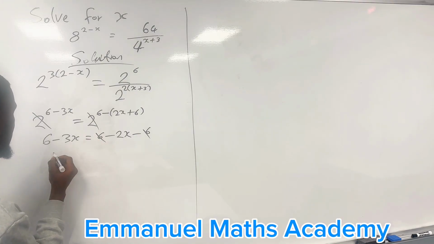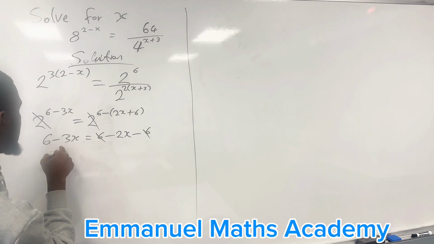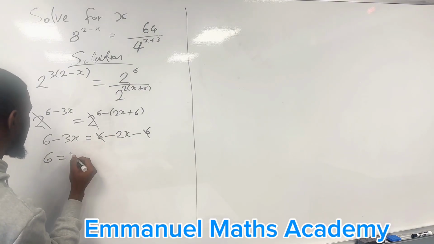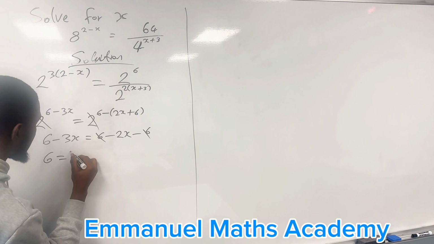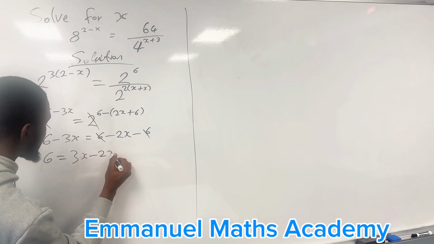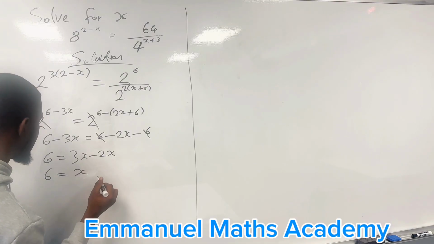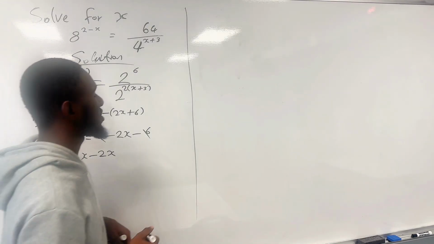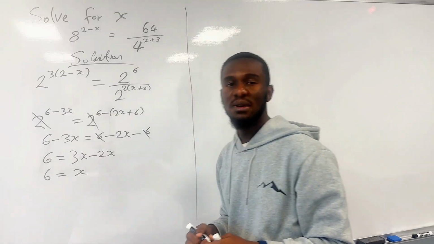Hence, you have what? 6 equal to this minus 3x will come to this side. The sign will change to addition. Here we have 3x minus 2x, 6 equal to x. Hence, the value of x in this equation is equal to 6. As simple as that.